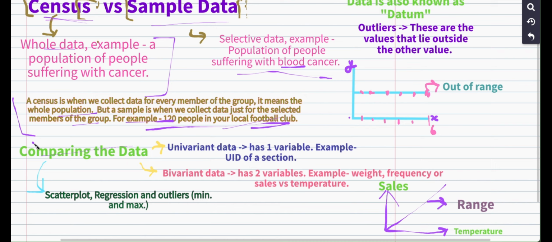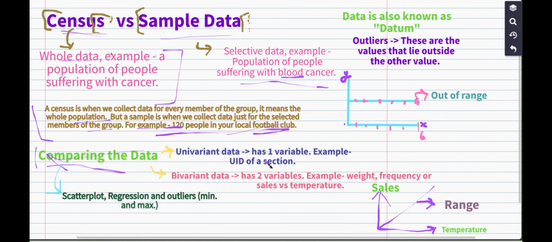Now, comparing the data. The data has two types, quantitative and qualitative. But when we come to the comparison of data, it also has two types, that is univariant and bivariant data. Uni means a single thing, and variant means the data which has variables, right? Univariant means the data which has only one variable to describe, to compare with. In univariant, the comparison is less than the bivariant. Bivariant means the data that has a comparison between two variables, right?